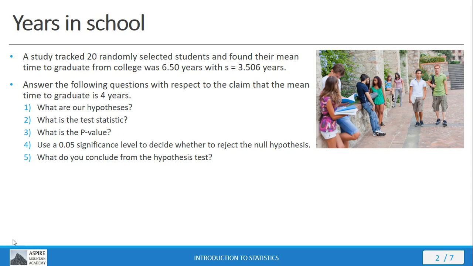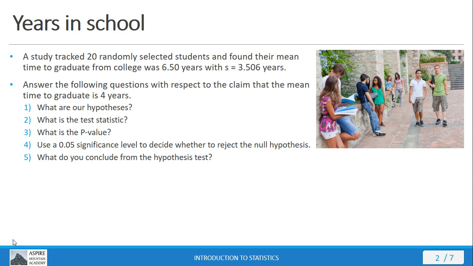But it does matter to the schools, because the more students that they can get through the system, so to speak, the more money they can make. So, they have a vested interest in getting students through the process of graduation as quickly as possible.